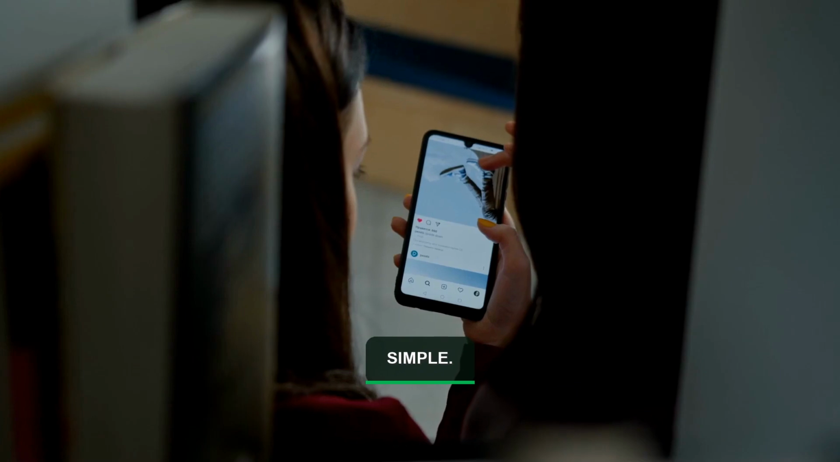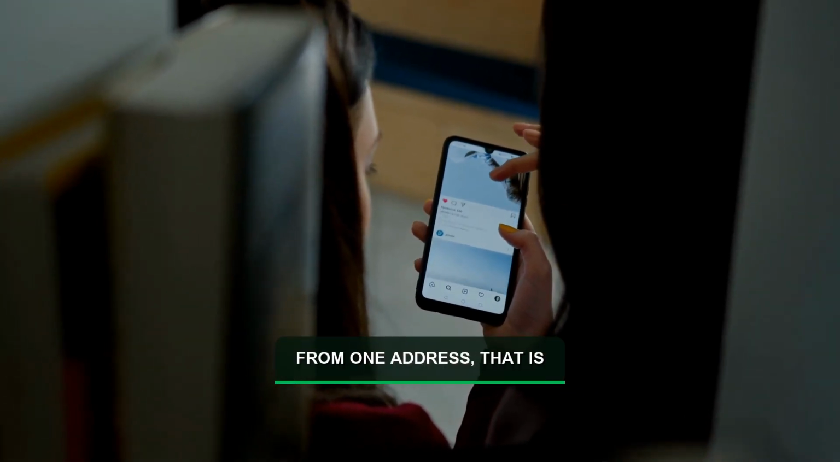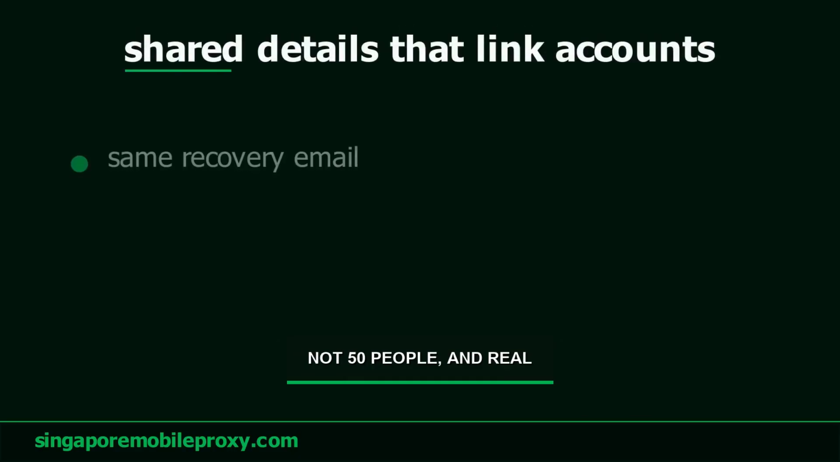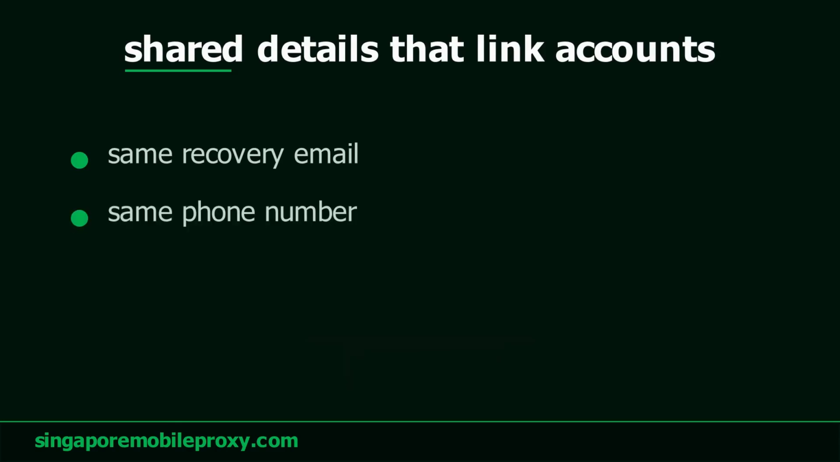So the first rule is simple. If 50 accounts all log in from one address, that is not 50 people. And real humans do not share an IP with 49 strangers who all post at the same times. Do not stack all 50 accounts on one IP.